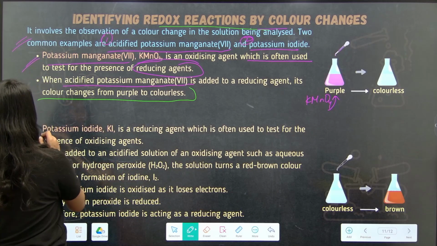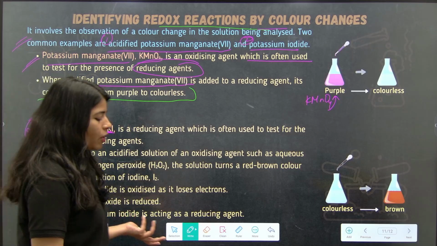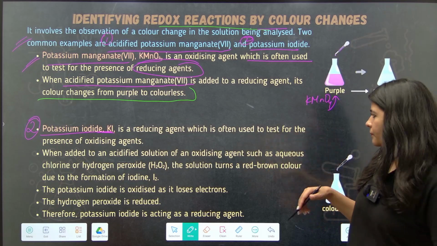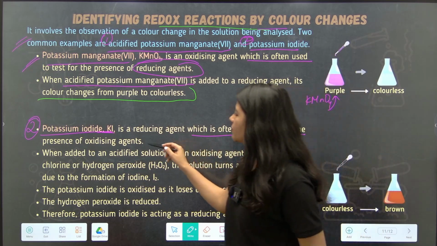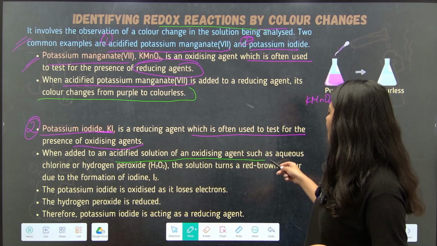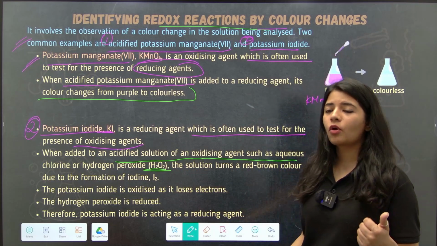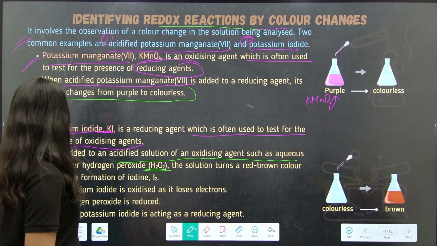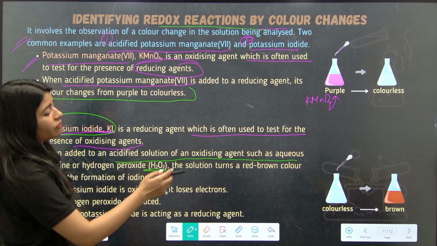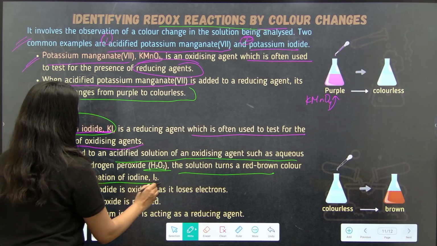Okay, the next example is your potassium iodide. So potassium iodide is your reducing agent. Now what is a reducing agent? The one which itself gets oxidized and reduces the other, which is often used to test for the presence of an oxidizing agent, just the opposite. So when we add an acidified solution of an oxidizing agent, for example H2O2, which is your hydrogen peroxide, and we drop a few drops of KI into H2O2, then the color changes from colorless to brown. Okay, the solution turns a red-brown color due to the formation of iodine.